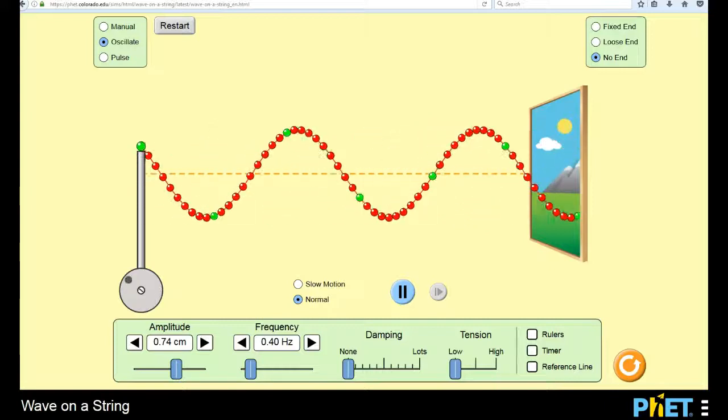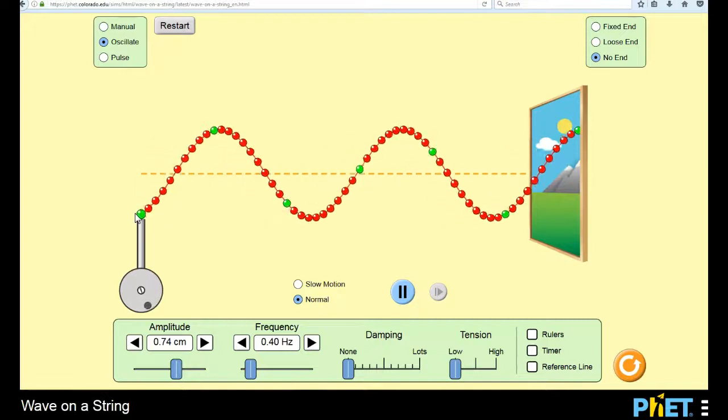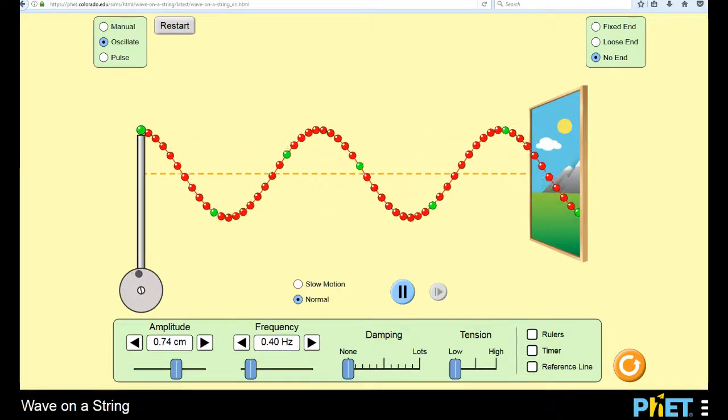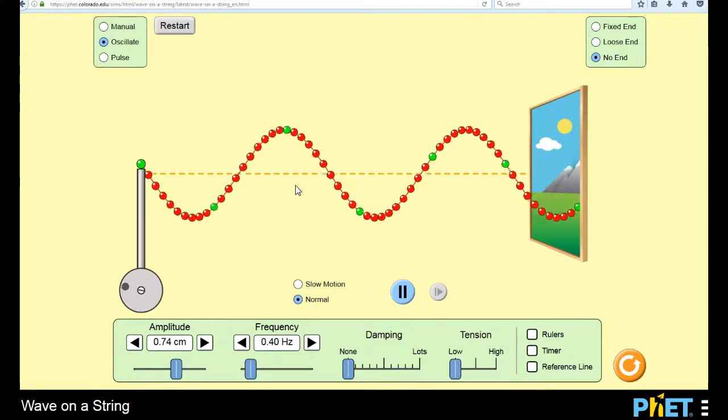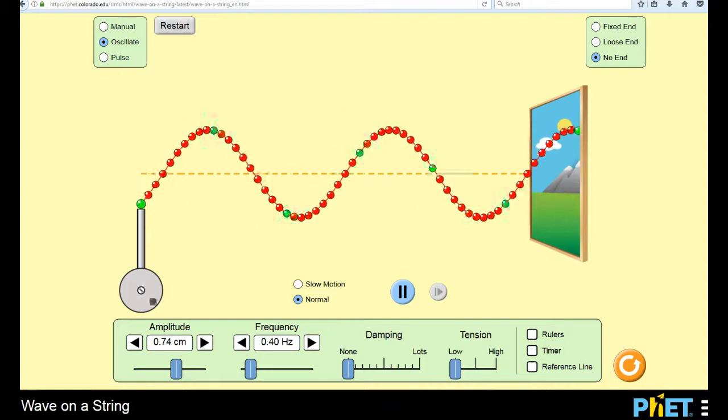Here is a wave on a string. The waves are traveling to the right, and we can see that the waves keep on forming. We're not just making one wave. This type of wave that continues to be produced is called a continuous wave or a periodic wave.